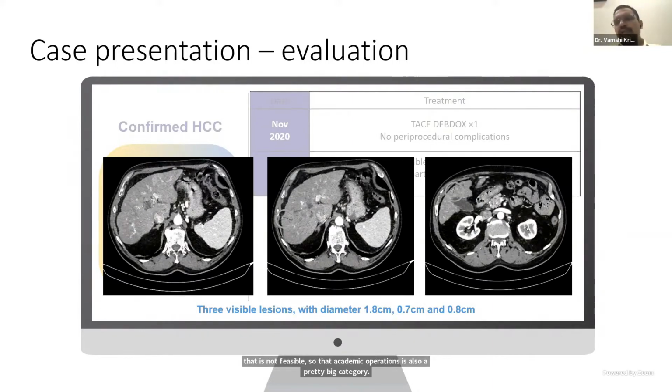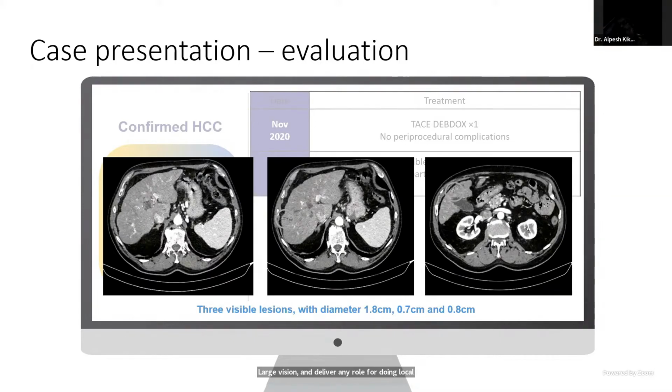Alpesh, what would be your first choice? Patient has come to you with, say, periportal nodes or some lung mets, large lesion in the liver. Any role for doing local therapy in such a case? Not at all. If patient has extrahepatic spread and major vascular invasion, in that case, systemic therapy is the way to go.